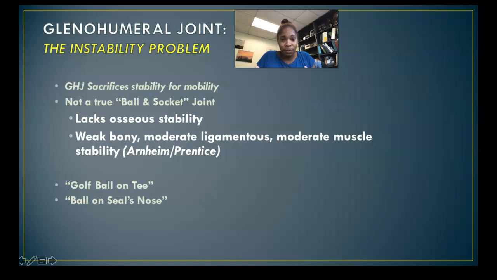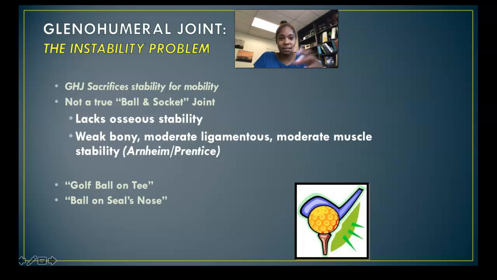So our stability really is inherent in all of our dynamic structures, our ligaments, our muscles, right? And less by the bony relationship between the bones that are articulating within the glenohumeral joint. And so I'd like to equate the glenohumeral joint to either a golf ball on a tee, where the tee is a lot smaller, or if we think about the seal who's balancing a beach ball on its nose, right? I'd like to think of the relationship between the humerus and the glenoid fossa in that way.